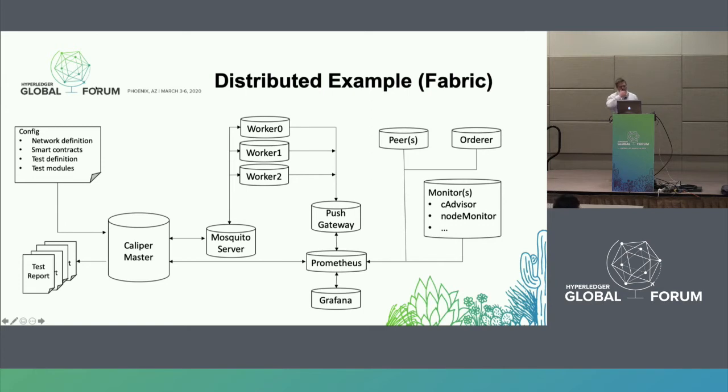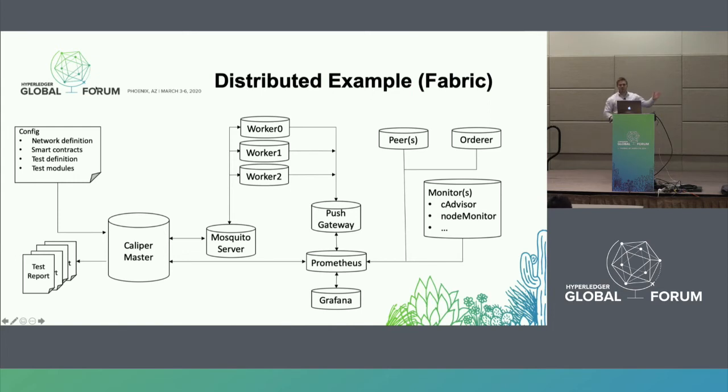These workers are using the push gateway to Prometheus. Prometheus is also targeting cAdvisor and node monitor scrape targets. It's pulling information from the peers themselves because Fabric is able to export metrics. And the Caliper master, as well as communicating via the workers, which help us orchestrate the entire test flow, can then drag in the information it needs from Prometheus to generate our test reports. So that would be a very concrete view of how you could configure Caliper to work.